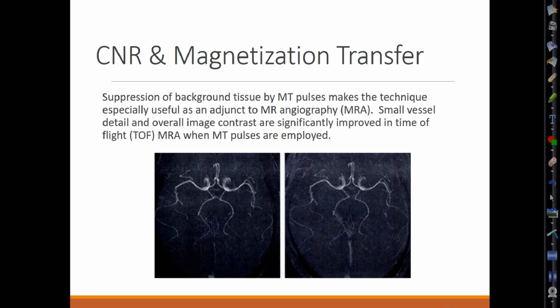Magnetization transfer, like I said, is good at additionally suppressing background tissue so that we're able to see those small vessels even better. We're able to delineate the circle of Willis even better. So they improve our time of flight imaging.